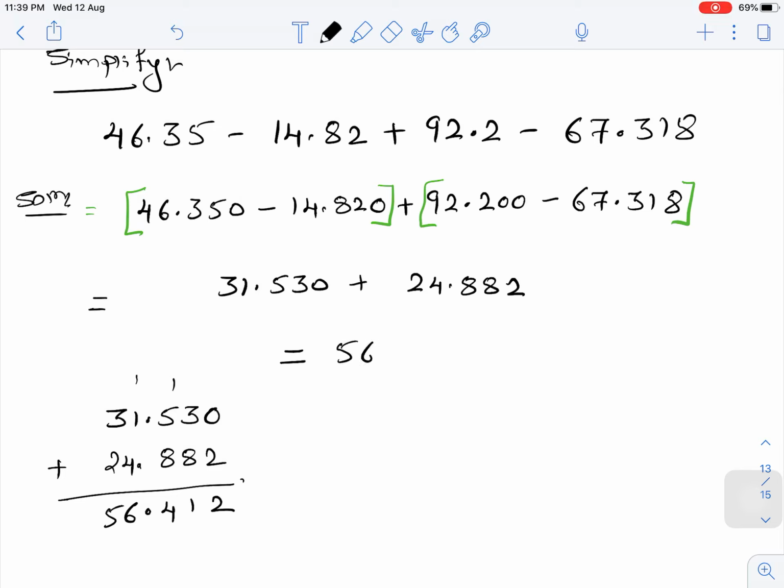Okay, so what will be our final answer? 56.412. So in this way, we have to do addition and subtraction of decimal numbers.